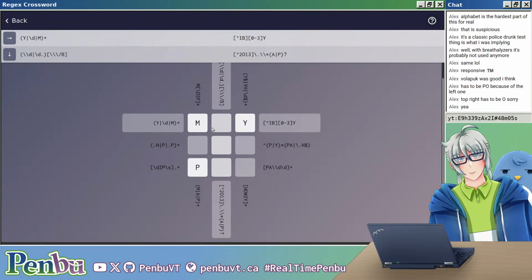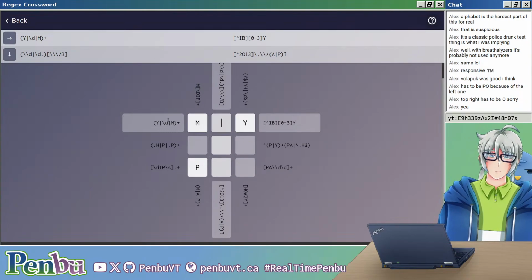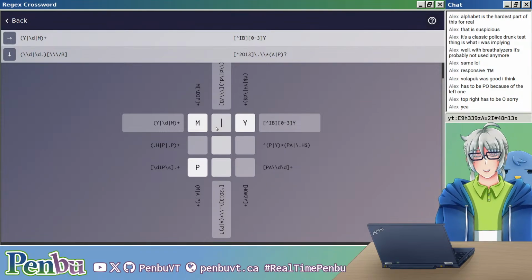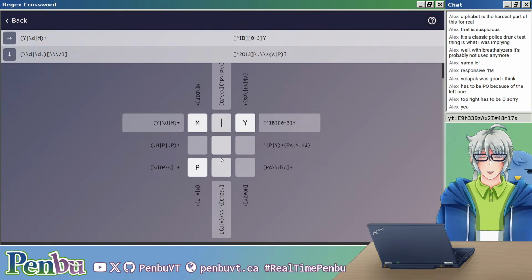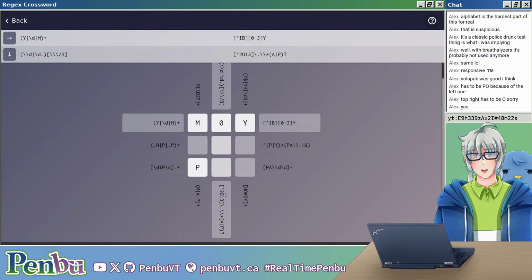Okay, sure. Which is pretty much any... oh, actually, no, this is the second one. So it's either 0, 1, 2, or 3. And the only one there that matches is 0. Everything else in that range is negated by this one.